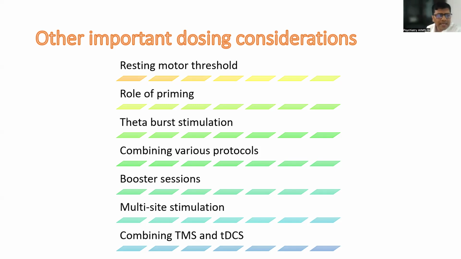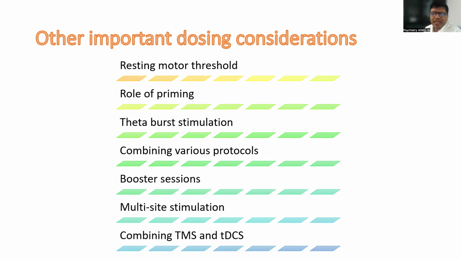Then, regarding combining different protocols, we discuss priming. Priming protocol is a combination of high frequency and low frequency protocols. Sometimes you have to do a sequential stimulation or a multi-site stimulation. Particularly, people do multi-site stimulation when they are treating patients with schizophrenia.